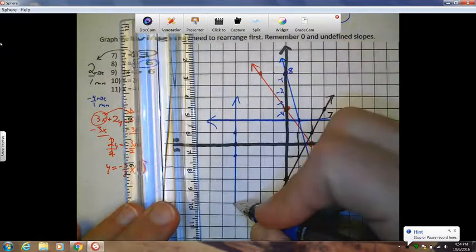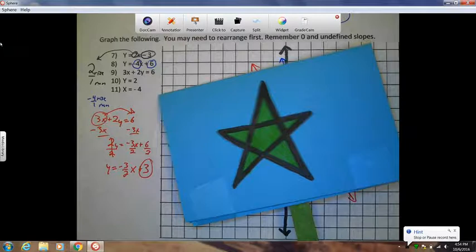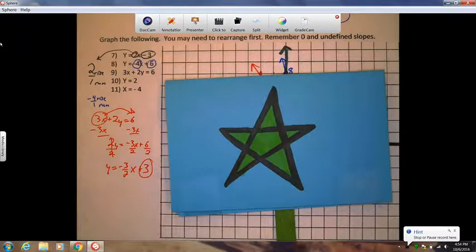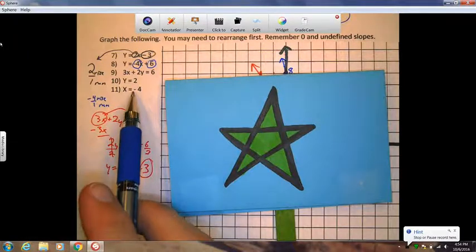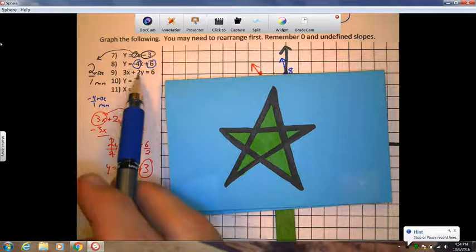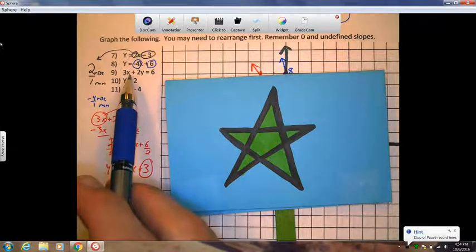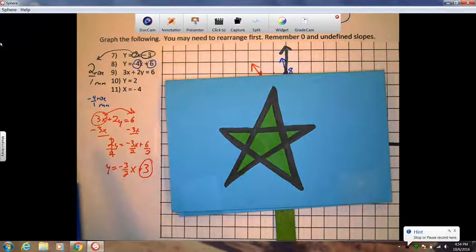Commonly missed ones. People forget that this is a zero slope. People forget that this is undefined. They don't make sure that they rearrange this first. You have to solve for y first. And on negative slopes, they go down and to the left. Make sure you go down and to the right.